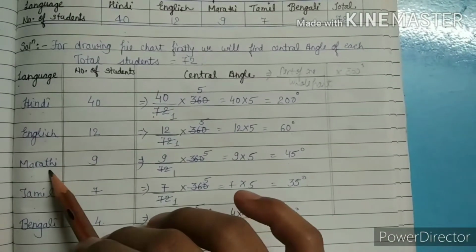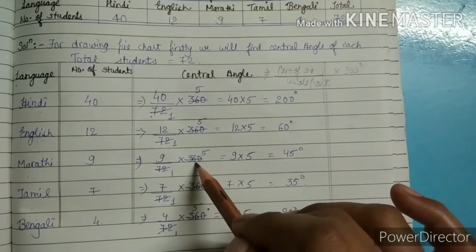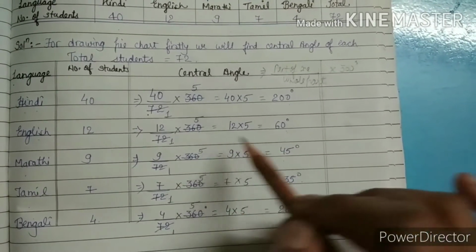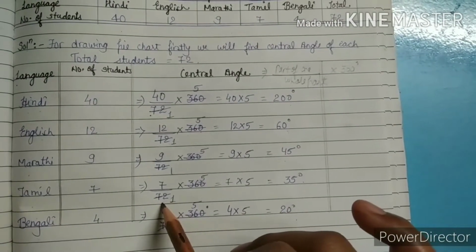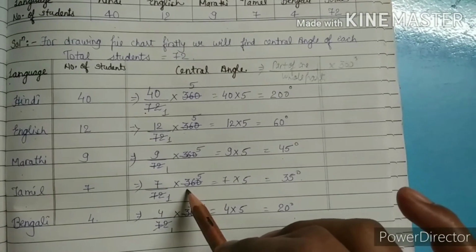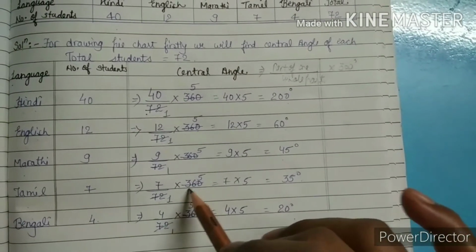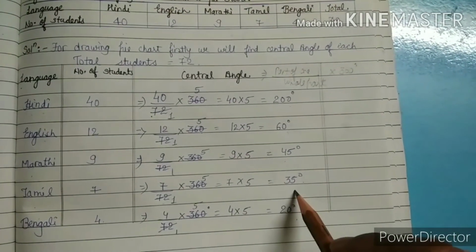Okay, same as for Marathi. Here after cancelling 72 and 360 will give us 5. So 9 into 5 is 45 degrees. Tamil 7 by 72 multiplied by 360. 72 and 360 will reduce each other. 360 will give us 5. So 7 into 5 is 35 degrees.